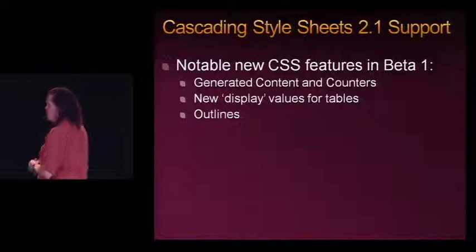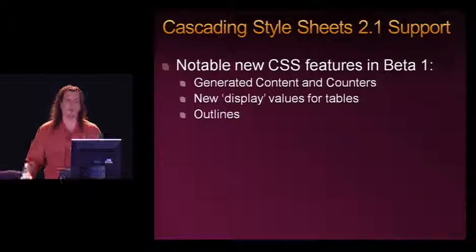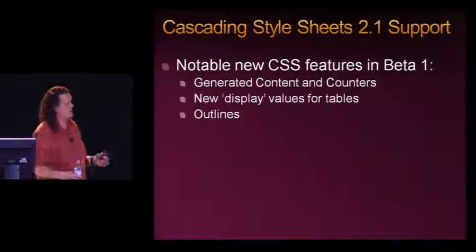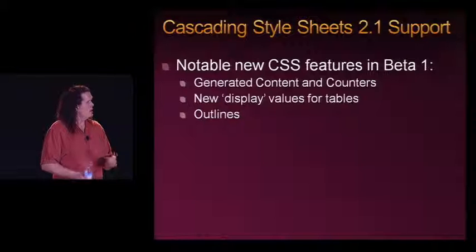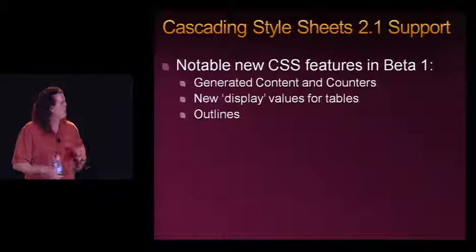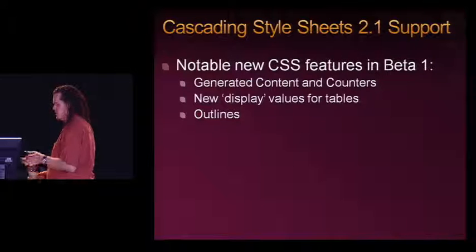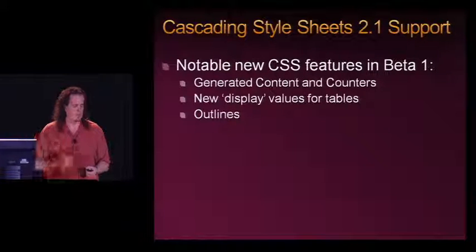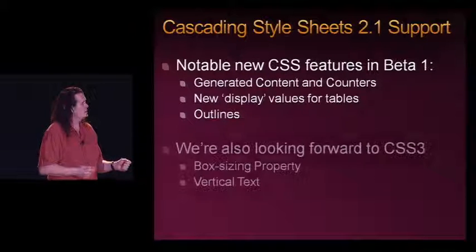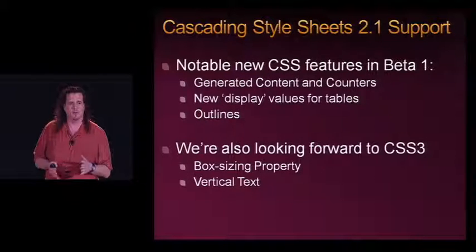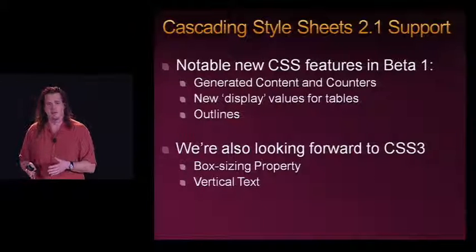So when I look at the feature set that we have from CSS 2.1, over and above what we had in IE7, because we actually did implement quite a bit of CSS 2.1 in IE7, some of the notable features are generated content, counters, new display table types, outlines. There are a few others that are relatively minor by comparison. We also looked ahead a little bit to CSS 3 for a couple of very targeted features. The first one of these is box sizing.